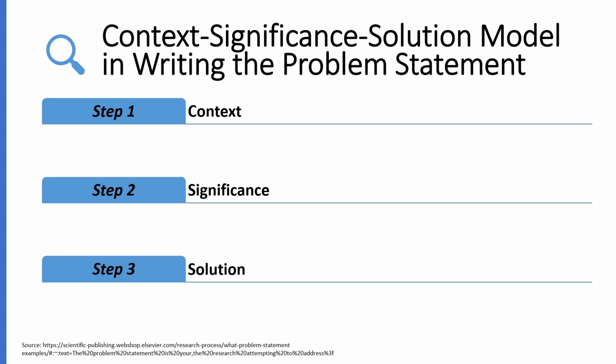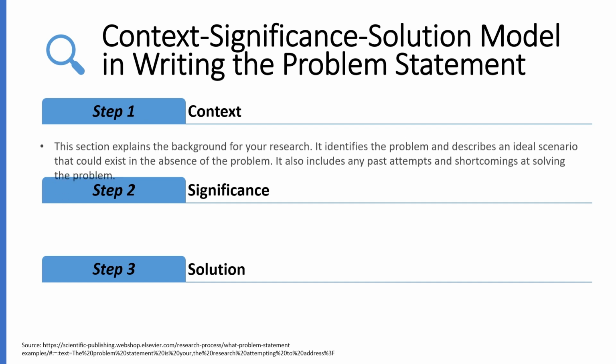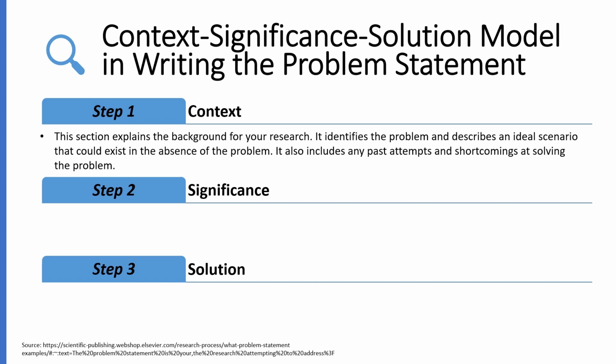For us to have a framework in writing the statement of the problem, I am now presenting the context significant solution model in writing the problem statement. It consists of 3 steps. We have step 1, where you will write or present the context. So in this section, you explain the background of your research. It identifies the problem and describes an ideal scenario that could exist in the absence of the problem. It also includes past attempts and shortcomings at solving the problem. So these past attempts are those previous research, previous attempts to solve this pressing issue.